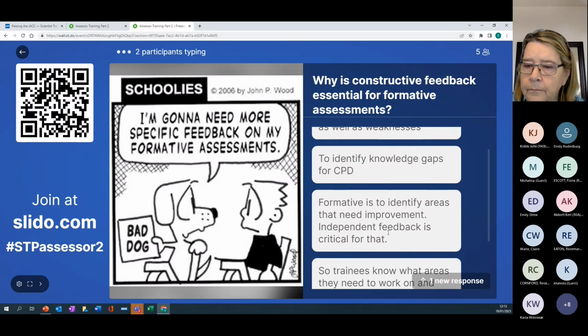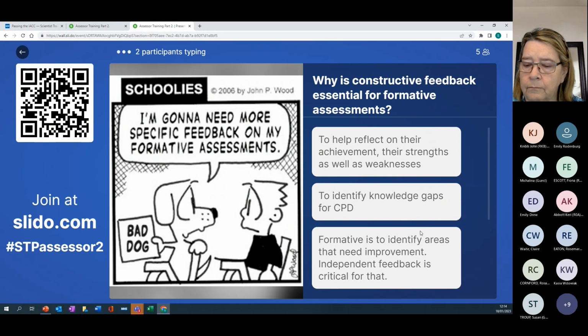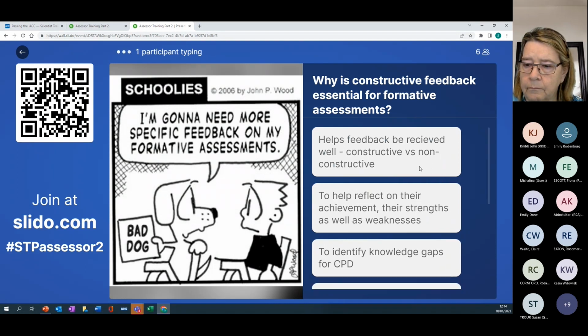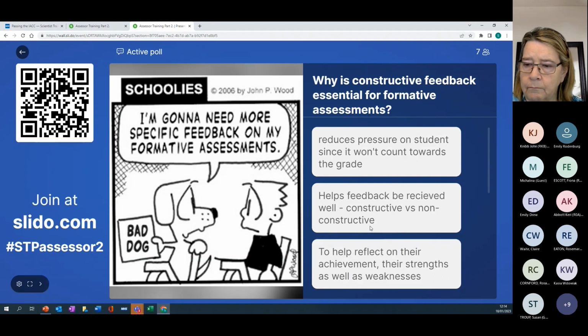Also what can be used, which takes some planning, is peer assessment and feedback, which can help both parties in terms of their development. To identify knowledge gaps for CPD, yeah, to help reflect on their achievement, their strengths as well as weaknesses. Yeah, so it's about how that's delivered. It can be two sides of that. If it's not constructive in the sense that it's really negative, then obviously that's going to affect confidence. And how that's delivered can mean whether they learn from it or not.